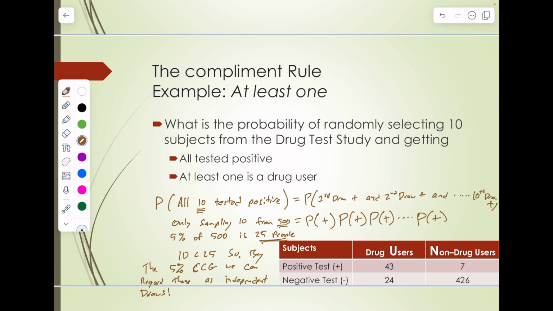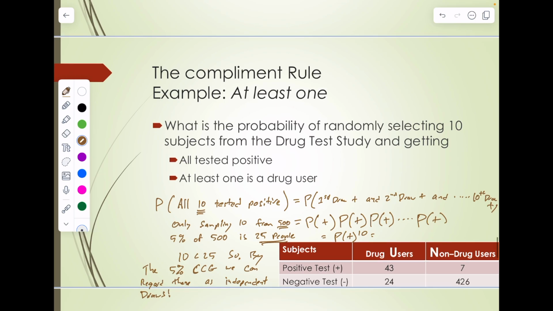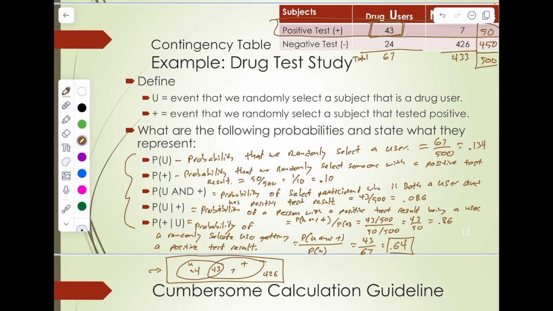And so what that gives me is 10 copies of P plus. So that's where I use my exponent. P plus to the 10th. And what is P plus? Well, that's up here. 0.1.